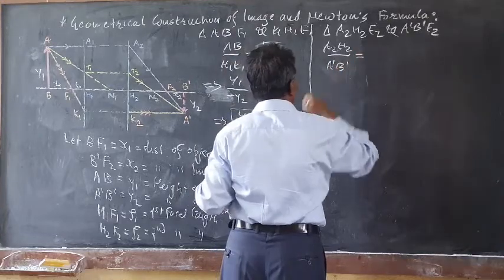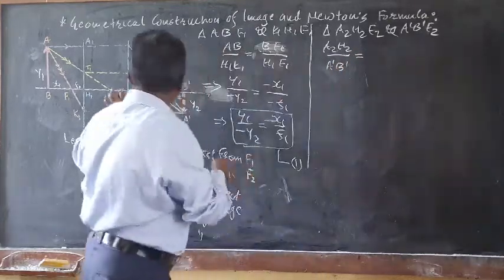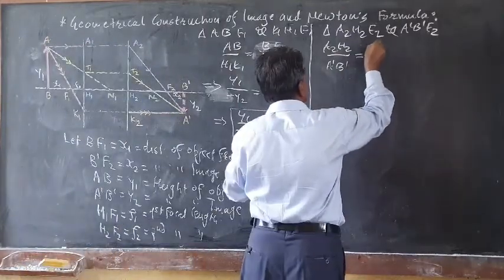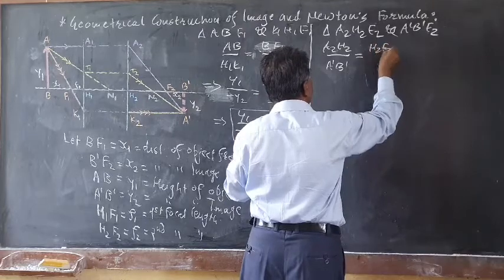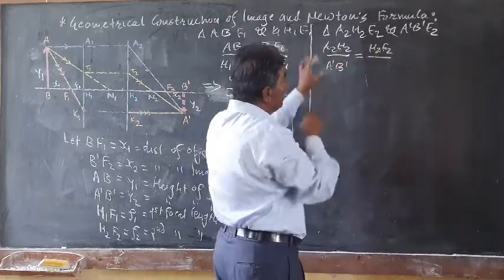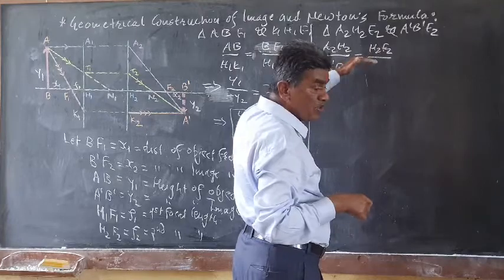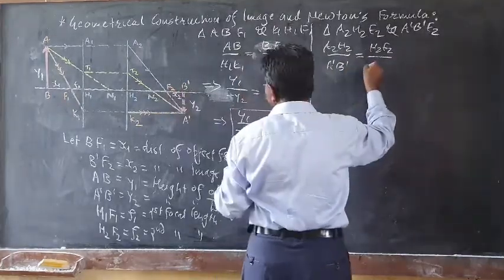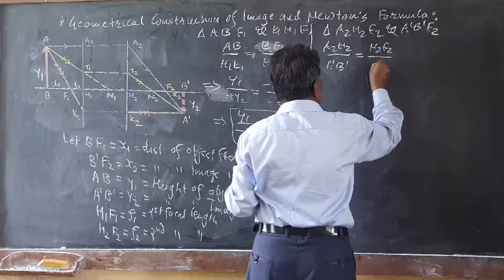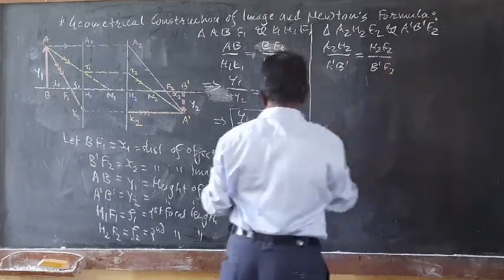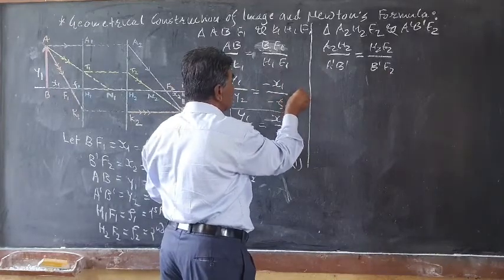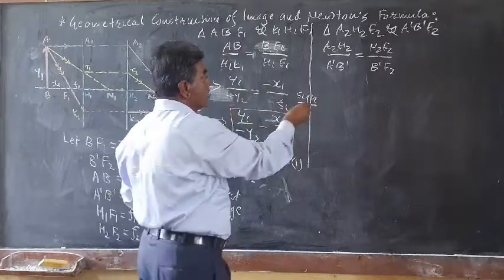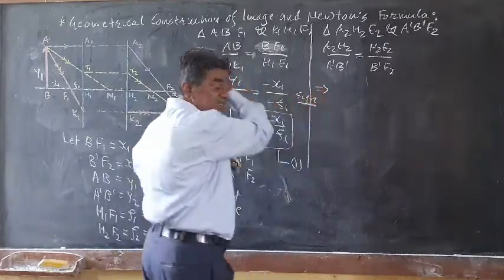So this will be equal to, again we consider another side, S2 F2. We consider in the numerator the big triangle sides divided by, in the denominator, the small triangle's corresponding sides. So B dash F2 you are getting here. Remember, we have used the sign convention here for the negative and positive sides.